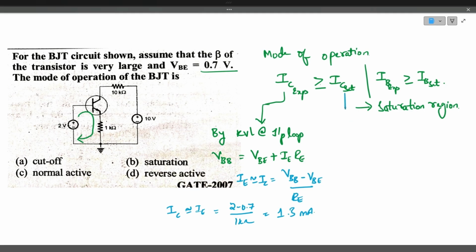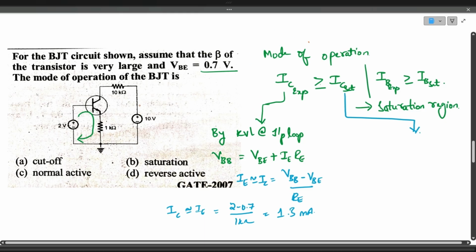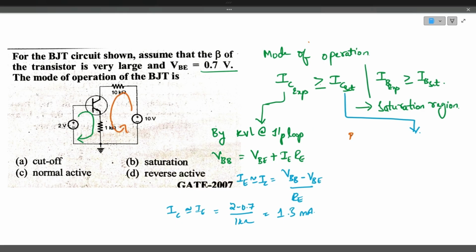Now we shall find out IC saturation. How to find out IC saturation? You have to apply Kirchhoff's voltage law in the output loop, and consider VCE as VCE saturation. So VCC is equal to IC saturation times RC plus VCE saturation plus IE, which is nothing but again IC saturation. The same current flows.